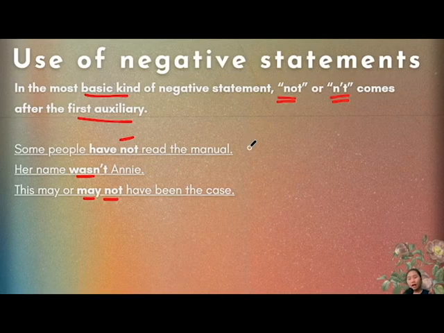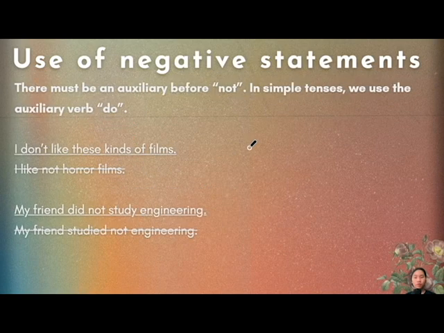I have the apple. I do not have the apple. I went to school. I did not go to school. So on and so forth. Moving on to there must be an auxiliary before not. In simple tenses, we use the auxiliary verb do. I don't like these kinds of films is the correct way to phrase this idea.